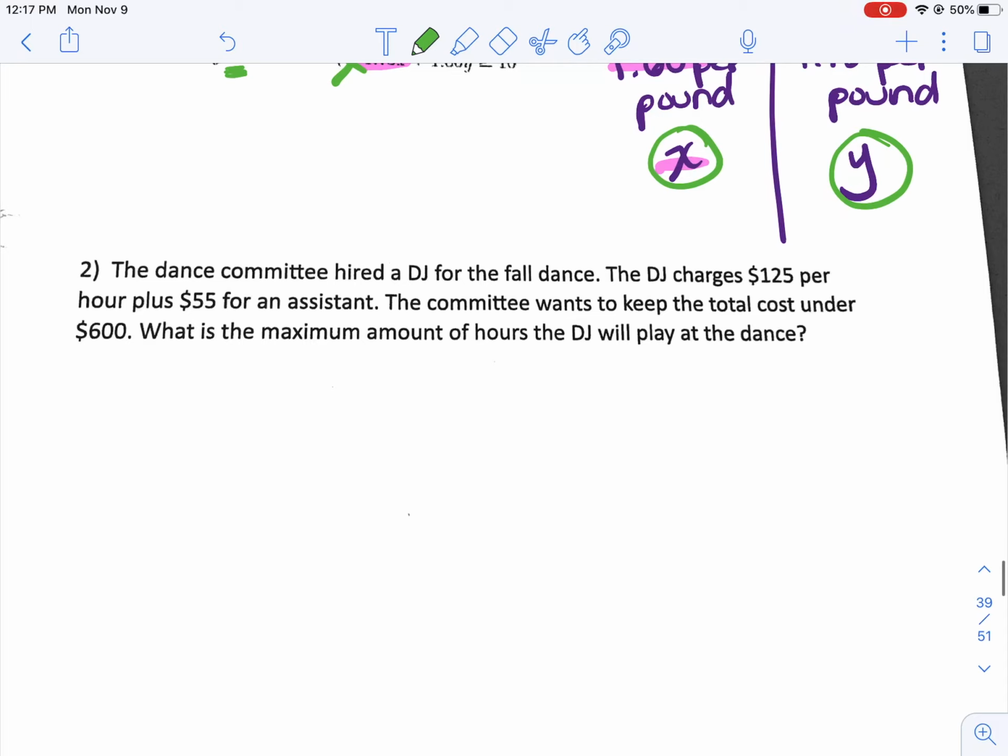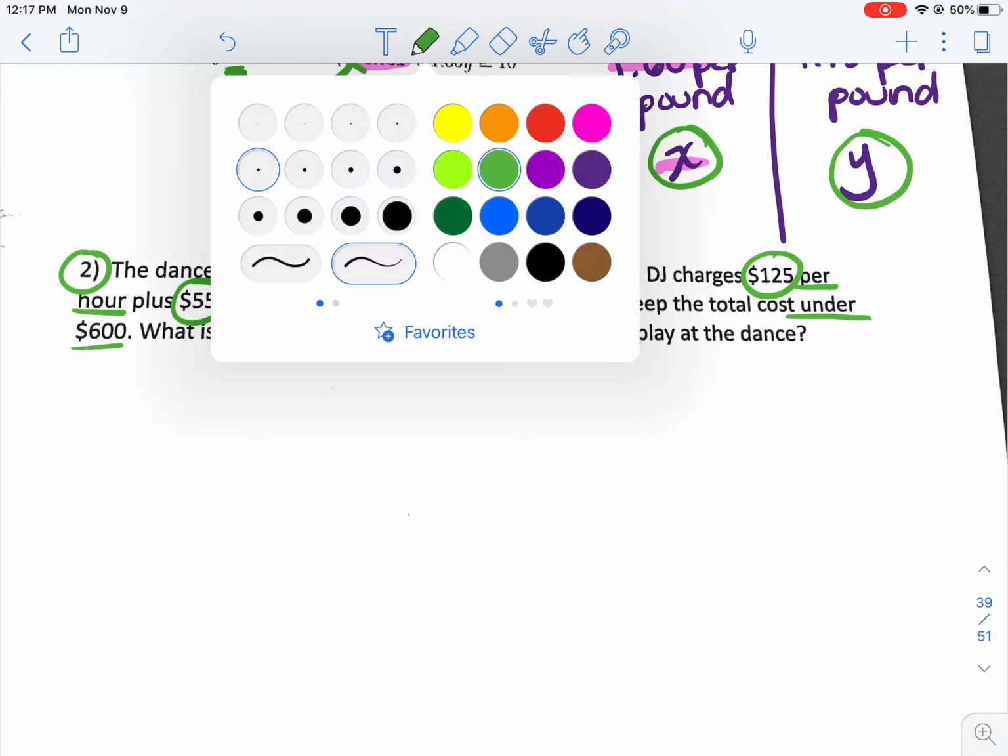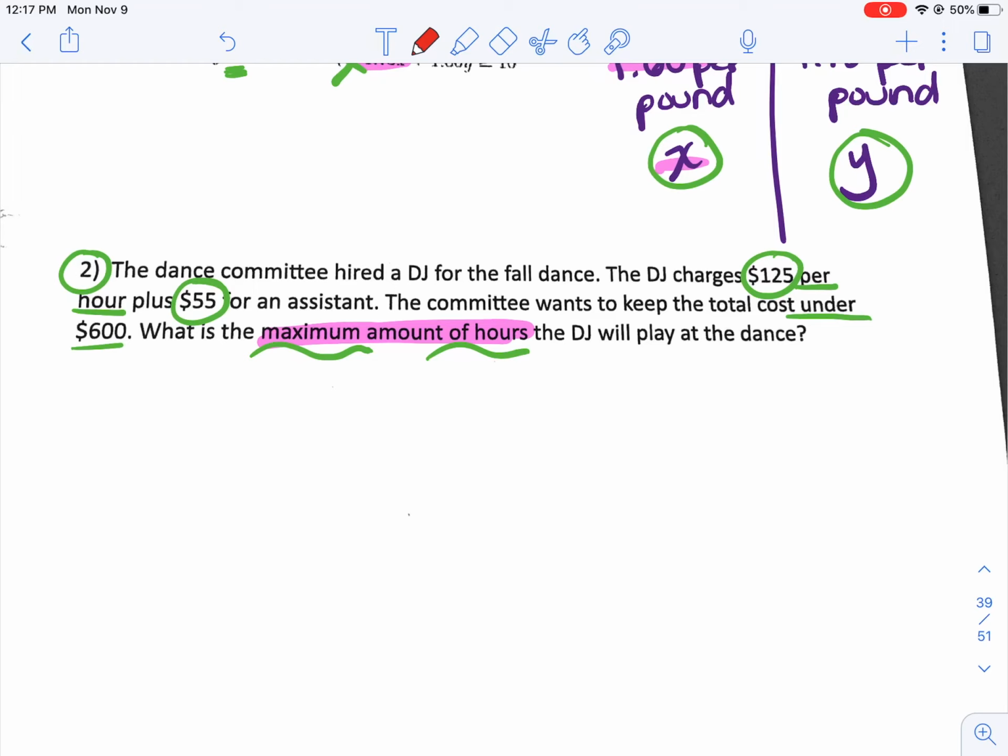Okay, if we look at the next question, it says the dance committee hired a DJ for the fall dance. The DJ charges $125 per hour plus $55 for an assistant. The committee wants to keep the total cost under $600. What's the max amount of hours the DJ will play at the dance? So remember when you see here, they're asking us to find an amount, that's usually going to be what our variable is. So let's start by writing a let statement.